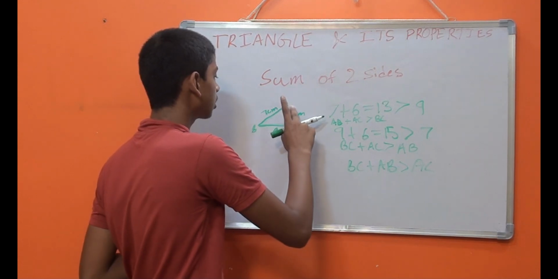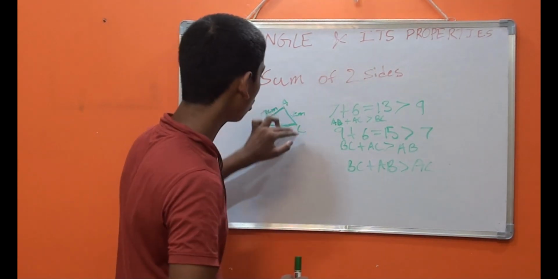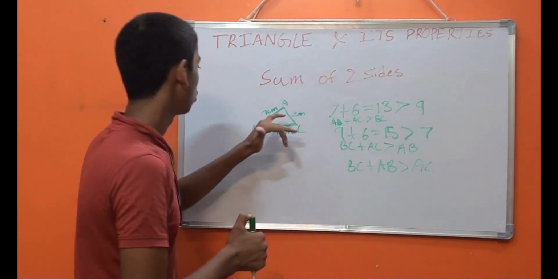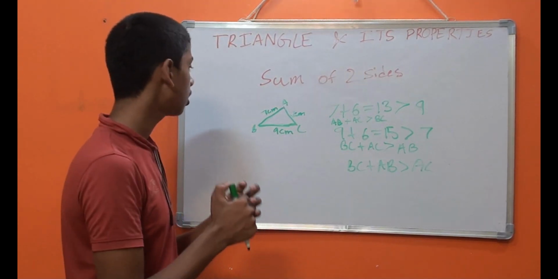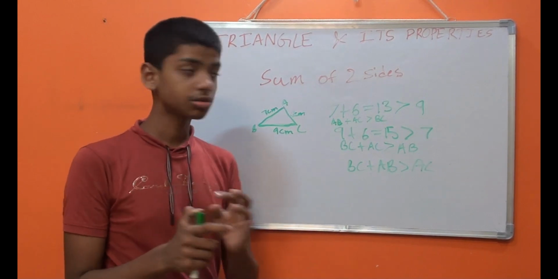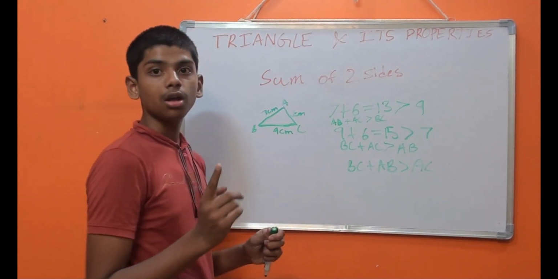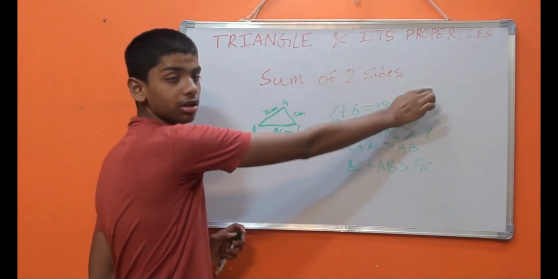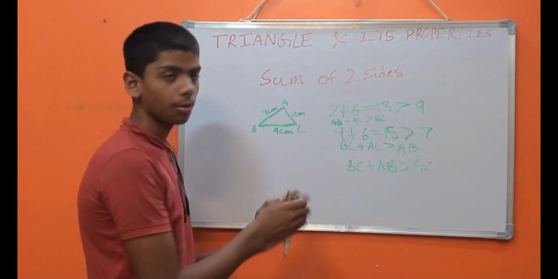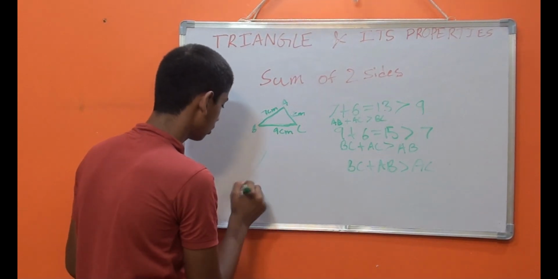Now here suppose let's take this as 2 centimeter. Now this should not equal to this side. Now 2 centimeter plus 7 centimeter equals 9 centimeter, which is not greater than this side. That's why this cannot be a triangle. Every triangle must follow this property. Now let's take another triangle.